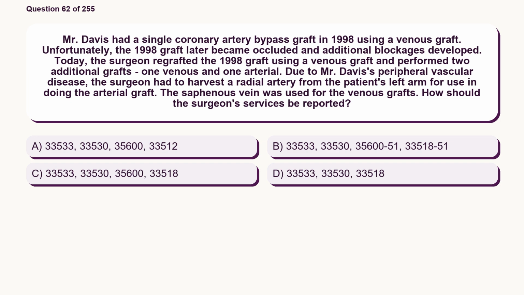Due to Mr. Davis's peripheral vascular disease, the surgeon had to harvest a radial artery from the patient's left arm for use in doing the arterial graft. The saphenous vein was used for the venous grafts. How should the surgeon's services be reported?